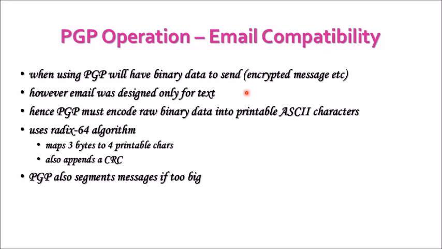The use of radix 64 expands a message by 33%. Fortunately, the session key and signature portion of the message are relatively compact, and the plain text message has been compressed, often by more than enough to compensate for the radix 64 expansion. This format also appends a CRC to detect transmission errors. PGP also automatically subdivides a message that is too large for a single email into segments that are small enough to send.